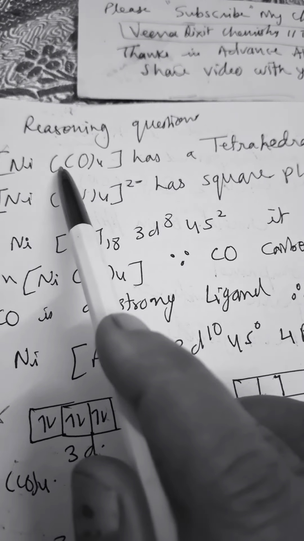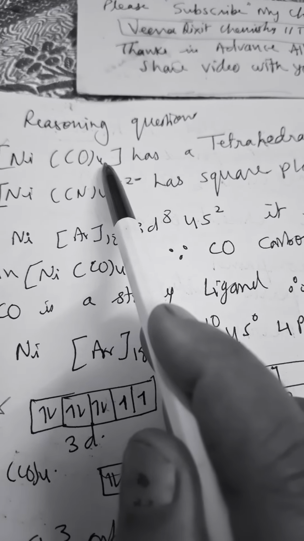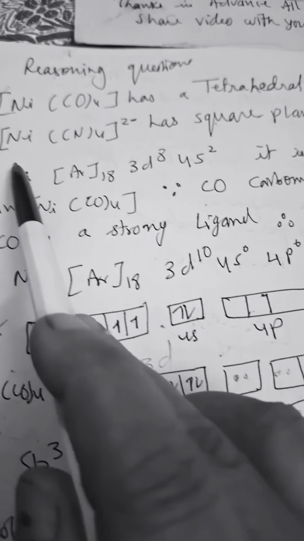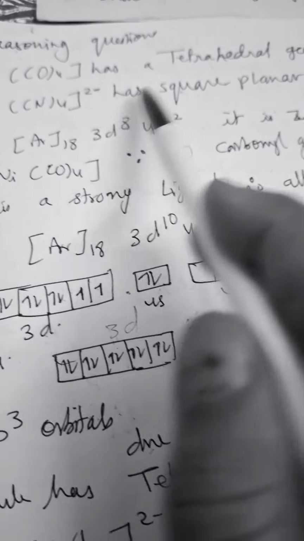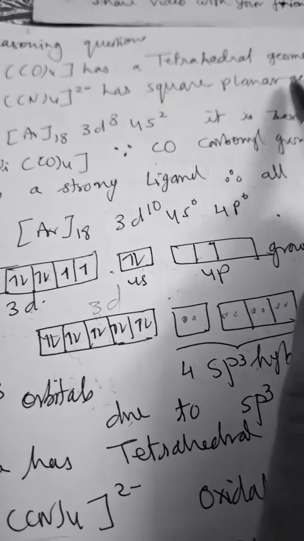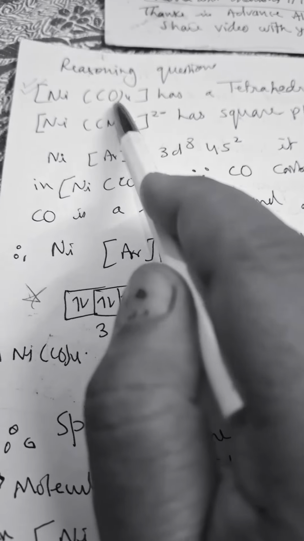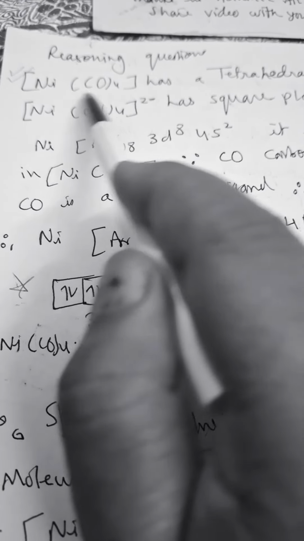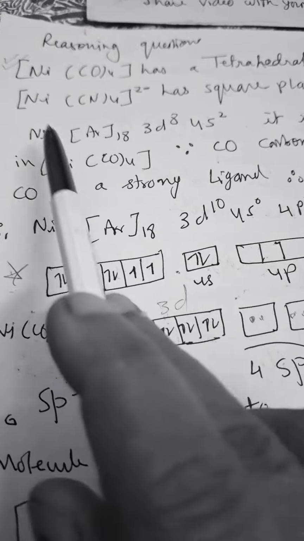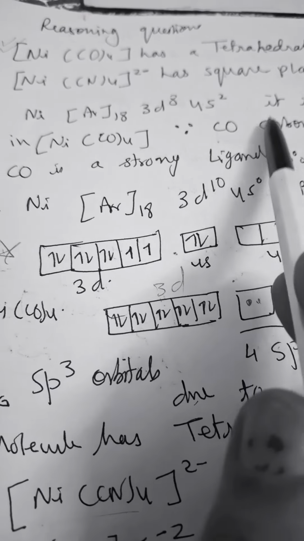Ni(CO)4, with CO in brackets, has a tetrahedral geometry, whereas the [Ni(CN)4] 2- complex ion has a square planar geometry. Explain with reason. CO is a strong ligand as well as a neutral ligand. It is a neutral ligand, that is why nickel has a zero oxidation state here.